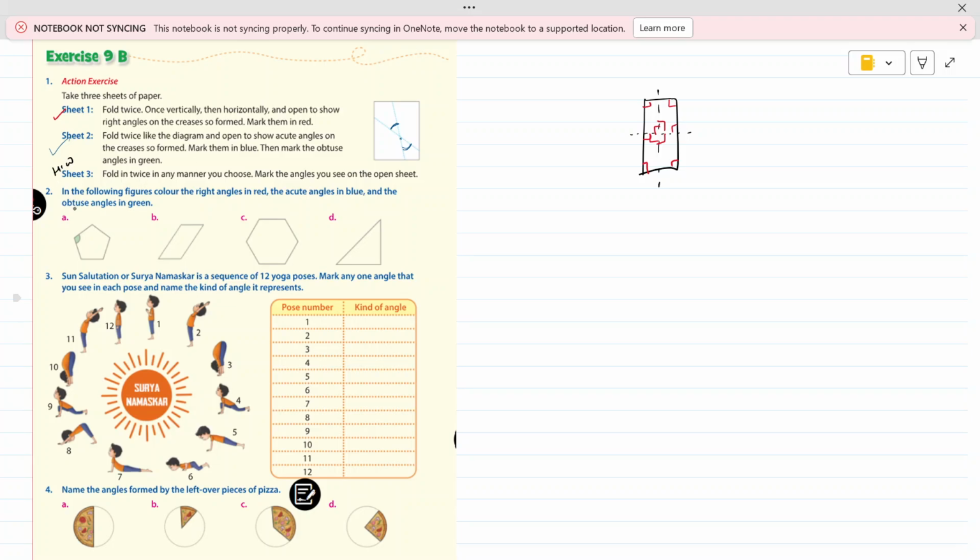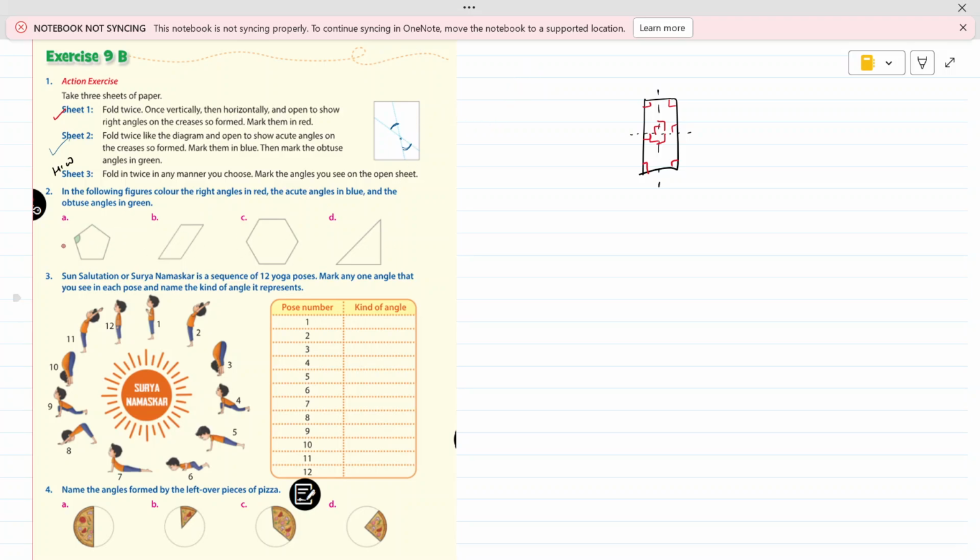Now coming to second question. In the following figures, color the right angles in red, acute angles in blue, and the obtuse angles in green. So let us start with the right angles in red. So I'm taking red color and we will go through all the figures one by one.